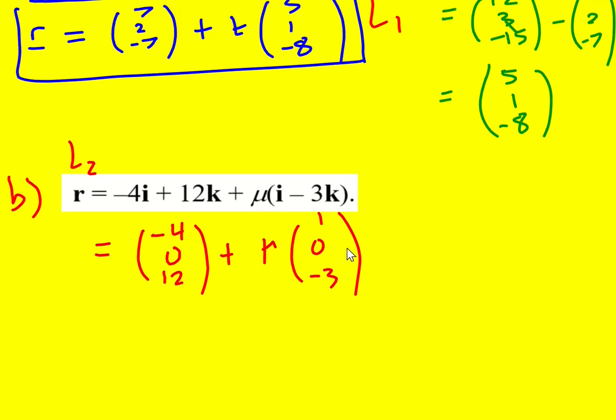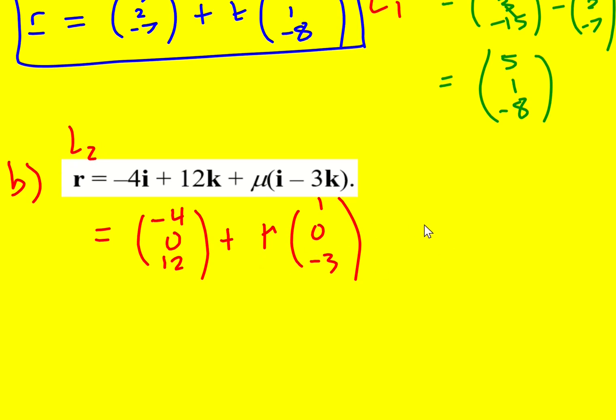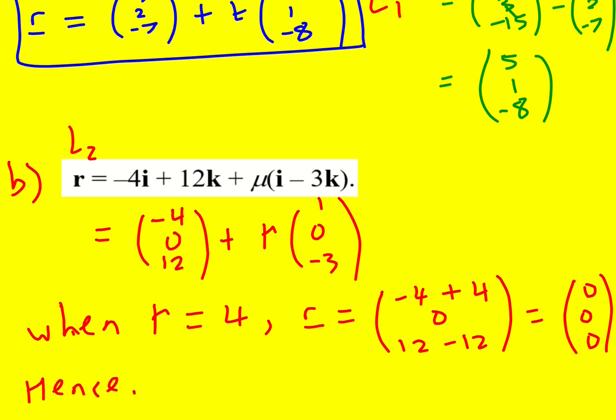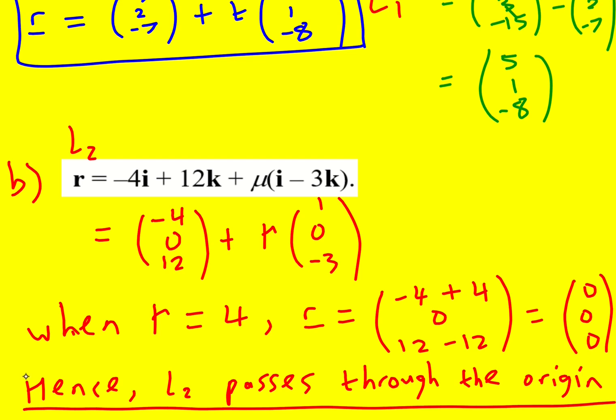And I can see that the y coordinate will be 0 everywhere along this vector. How do I get the x coordinate to be 0? Well, if I set mu equal to 4, then when mu equals 4, r will equal minus 4 plus 4, 0, and 12 minus 12, which is (0, 0, 0). Okay, nice one.